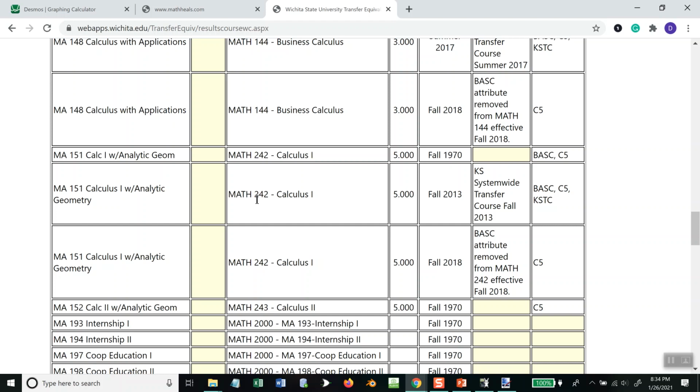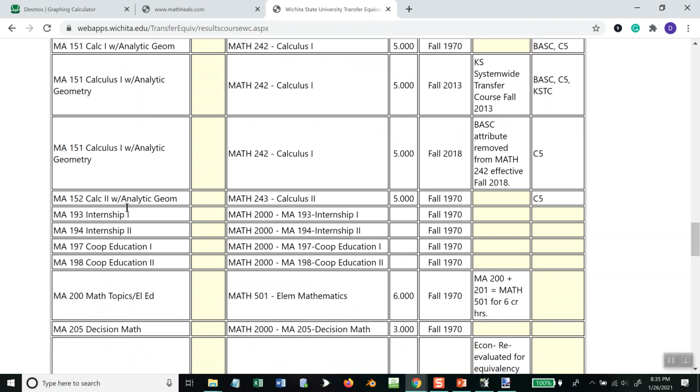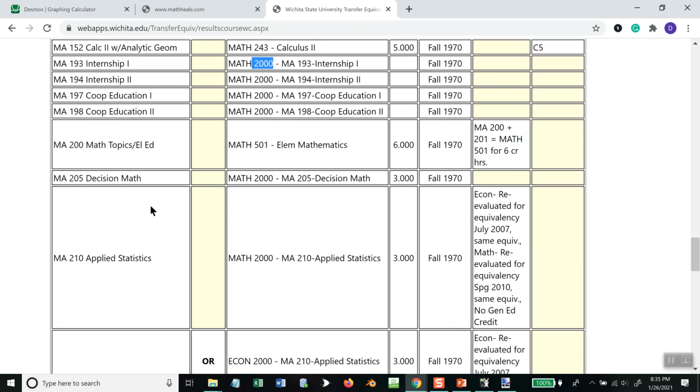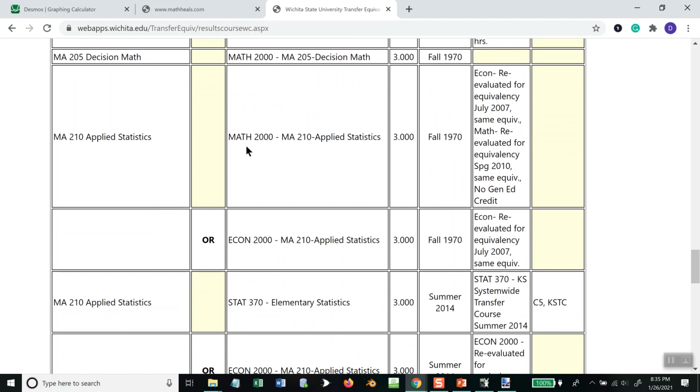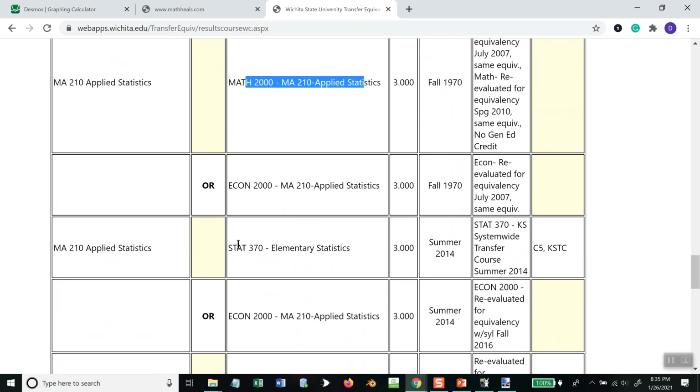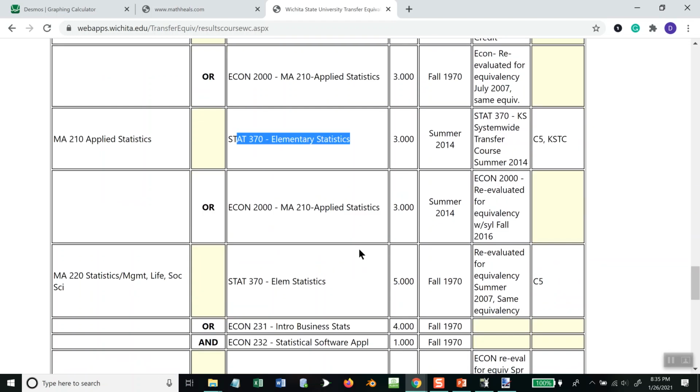Calc 1 transfers as Math 242. Calc 2 transfers as 243. Now, by the way, these 2000 you see right here, that's WSU's nice way of saying it doesn't transfer. There is no Math 2000 course. Applied statistics. See, applied statistics. If you're taking that here, boy, that's weird. That used to transfer. Oh, okay, they did reevaluate it, didn't they? Yeah, I was going to say it because that's something we agreed upon at the core outcomes meeting.